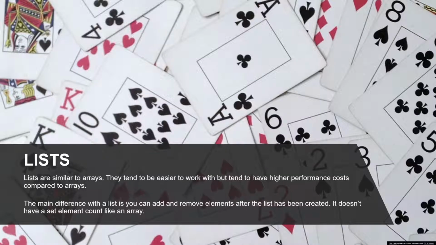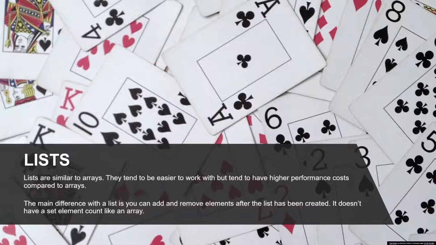So we're going to move on from arrays and talk about the next collection type, which is lists. Lists are similar to arrays, but they do tend to be a little bit easier to work with, but they do also have higher performance costs when it comes to arrays. So we're at a simpler level. We're not high-end computer scientists. We're not really too concerned about performance costs because we're working with games. They tend to be kind of heavy anyways.